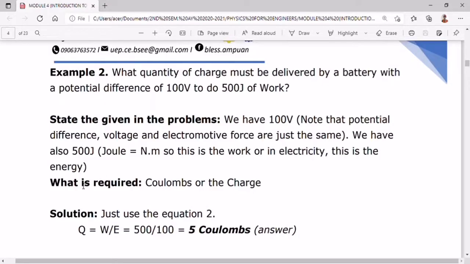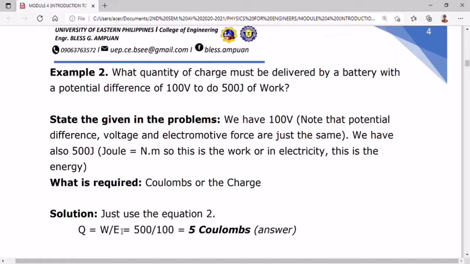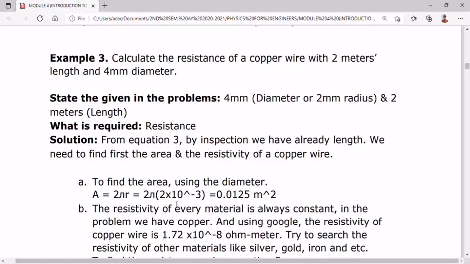To solve, just write the formula. We know that Q, the electrical charge, is equal to the energy consumed, or the work done, divided by the electromotive force, or our voltage. Thus 500, which is our work, divided by 100. So we have 5 coulombs, and this will be our answer. So next example, we are going to calculate.